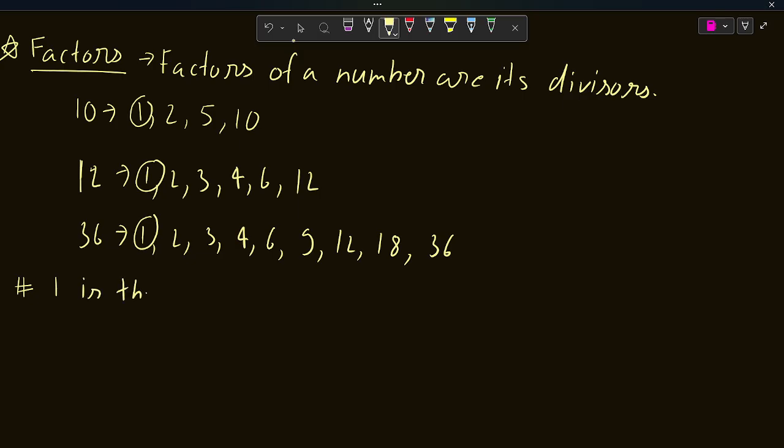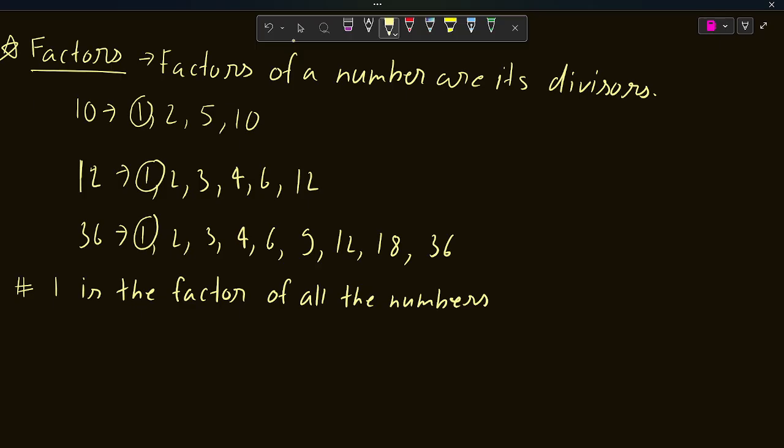1 is a factor of all the numbers. This we have to understand.